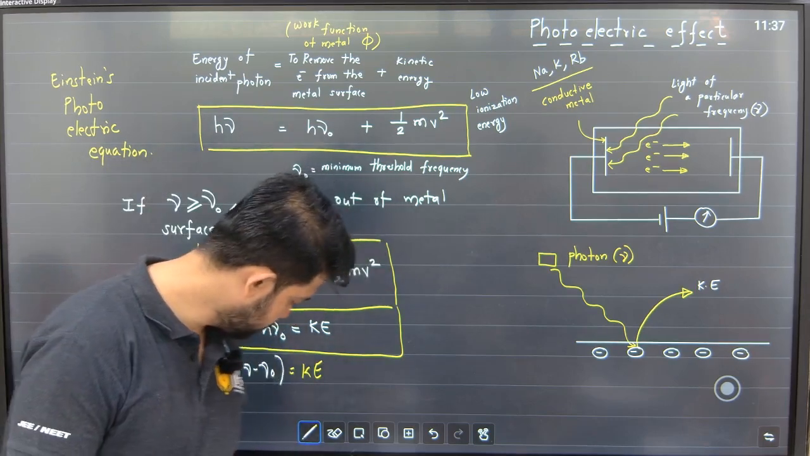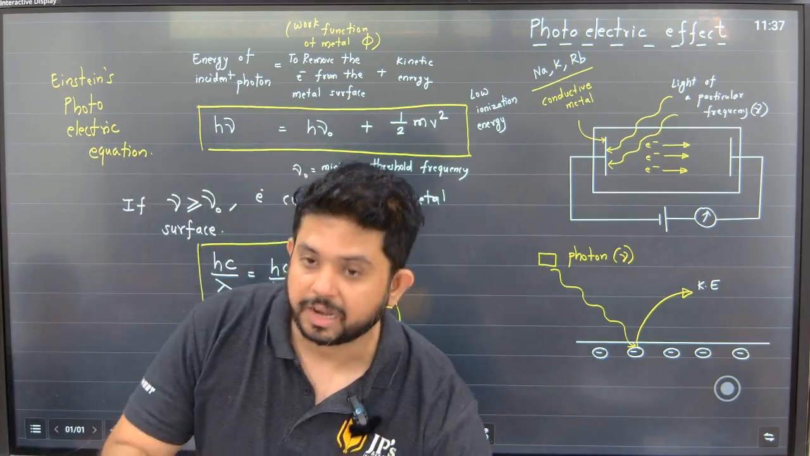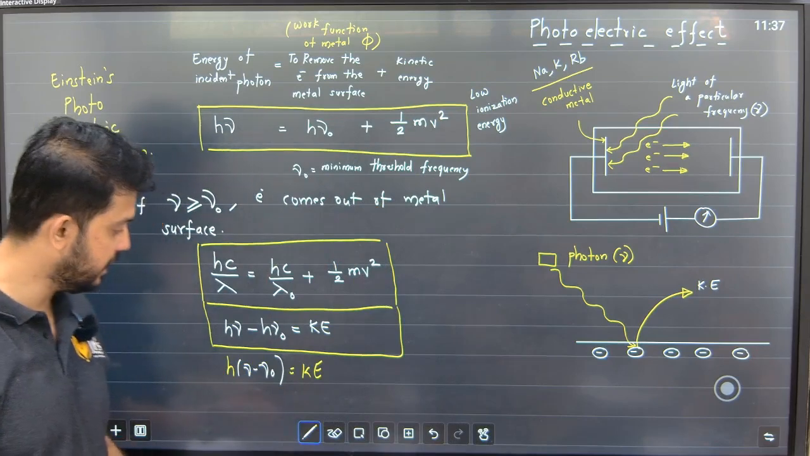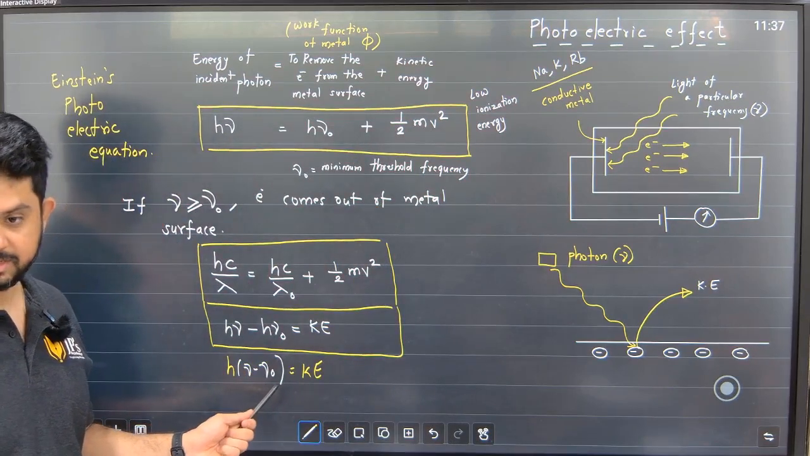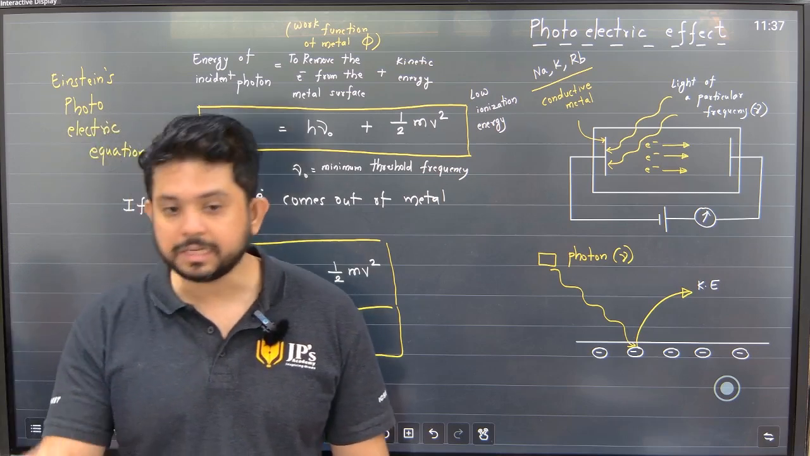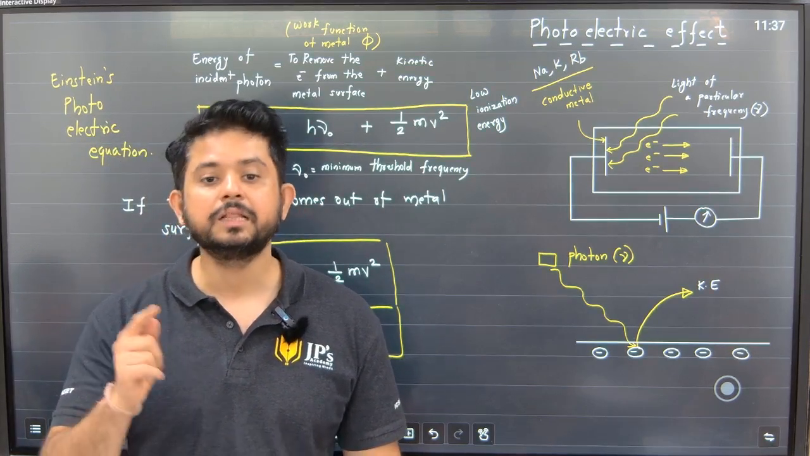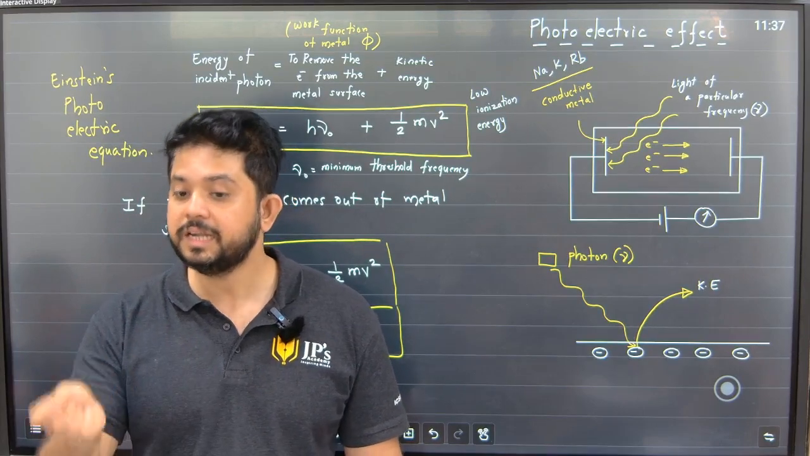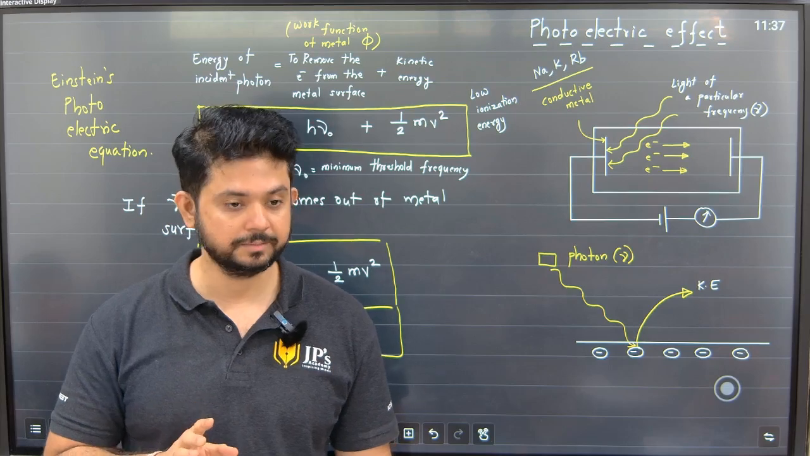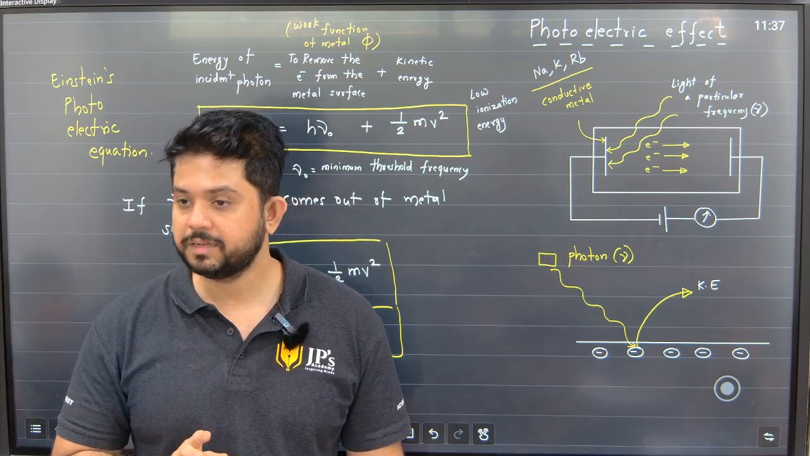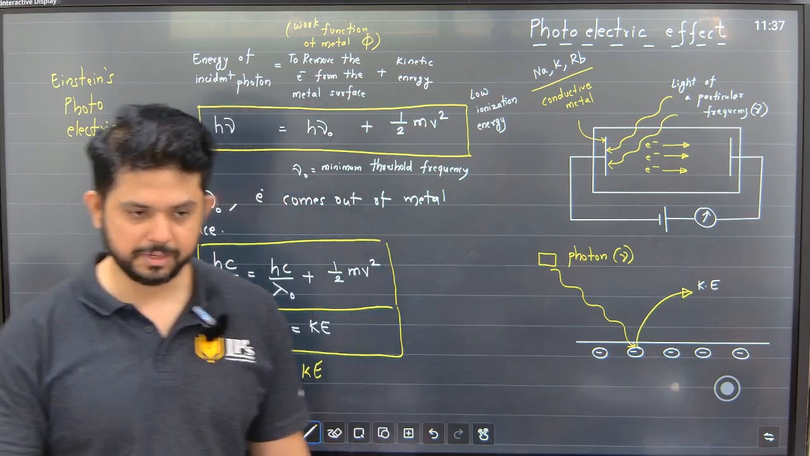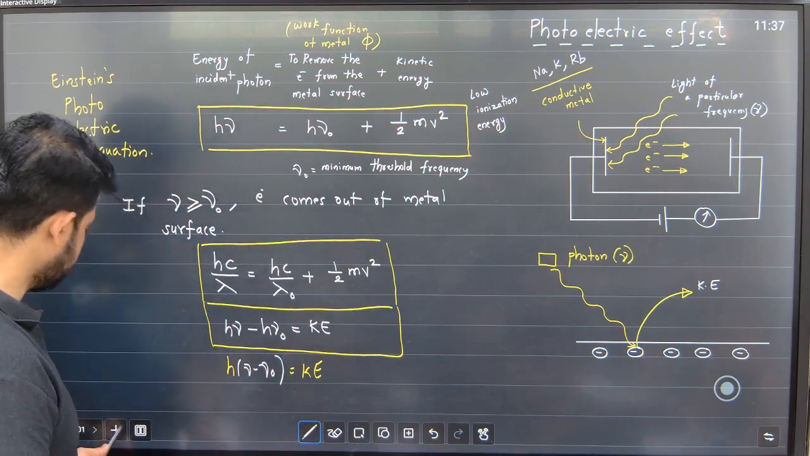I repeat, if you want to increase kinetic energy, you increase frequency. If you want to increase the number of electrons coming out, the photoelectric current, then you will increase the intensity of the incident light. With me till here? I'll give all this theory maybe, but for now, understand it.